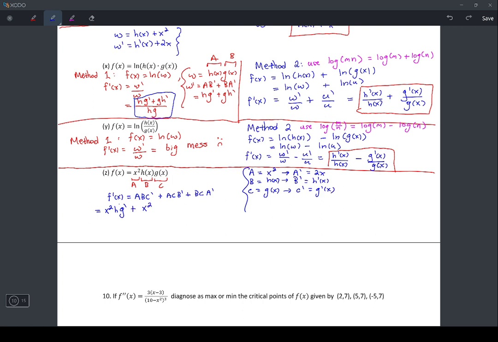H times g prime plus x squared times g times h prime plus b times c, h times g, times a prime, 2x.